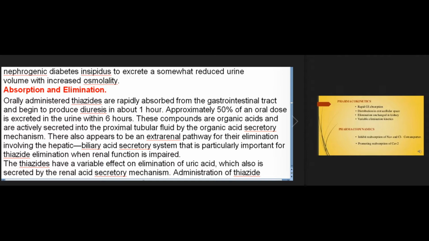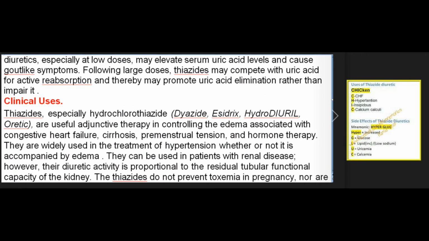The thiazides have a variable effect on elimination of uric acid, which also is secreted by the renal acid secretory mechanism. Administration of thiazide diuretics, especially at low doses, may elevate serum uric acid levels and cause gout-like symptoms. Following large doses, thiazides may compete with uric acid for active reabsorption and thereby may promote uric acid elimination rather than impair it. Clinical uses.